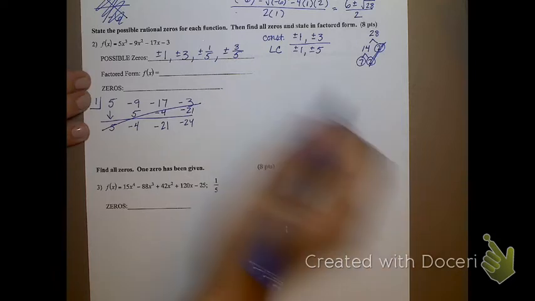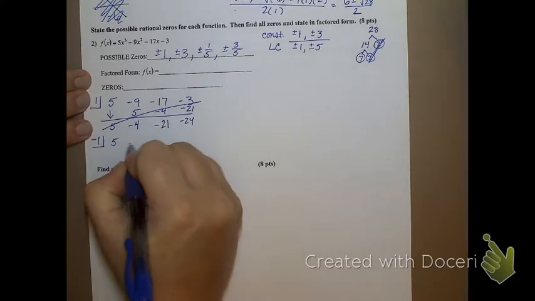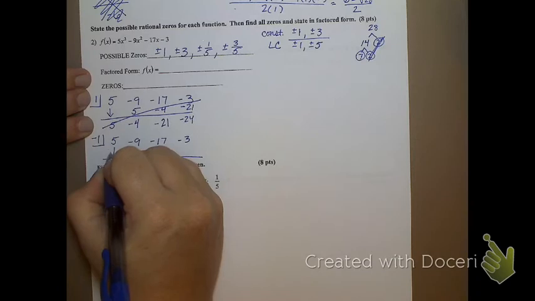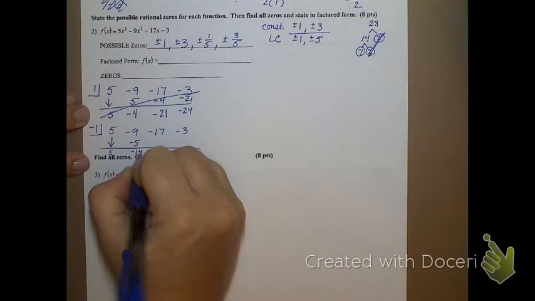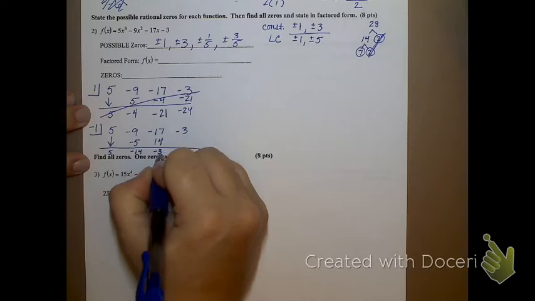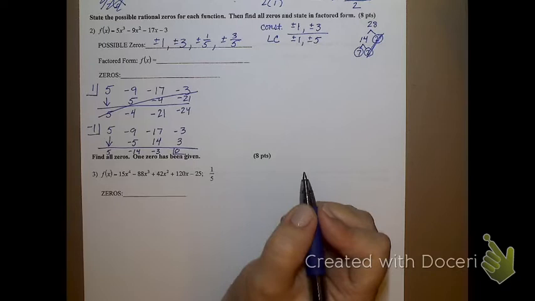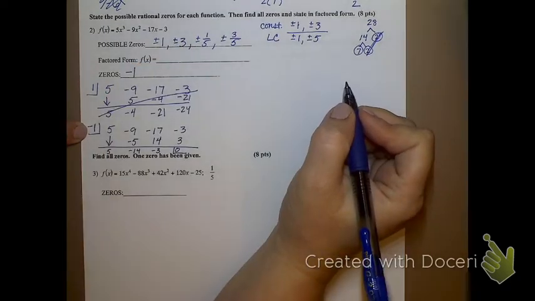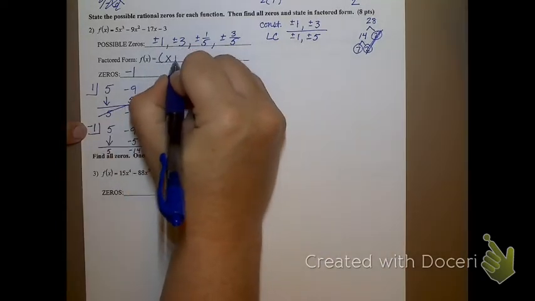So what should I try next? -1. 5, negative 9, negative 17, negative 3. Bring down the 5. 5 times negative 1 is negative 5. That gives me negative 14. Negative 14 times negative 1 is positive 14. That gives me negative 3. Negative 3 times negative 1 is positive 3. There's my remainder of 0. So what does that mean? Negative 1 is one of the zeros. What would the parentheses be for factored form that gave me that answer? X plus 1.